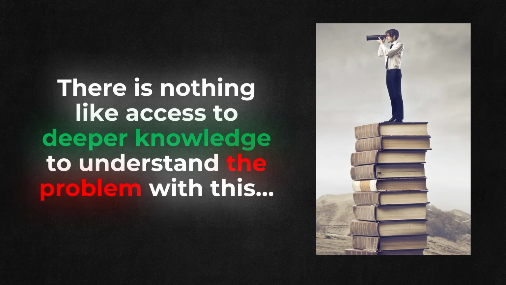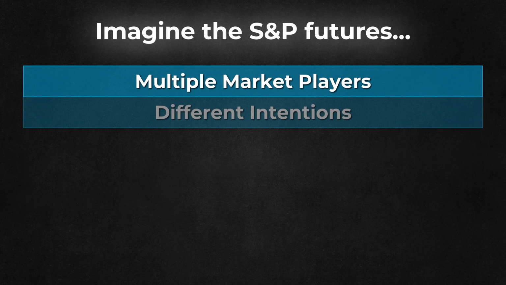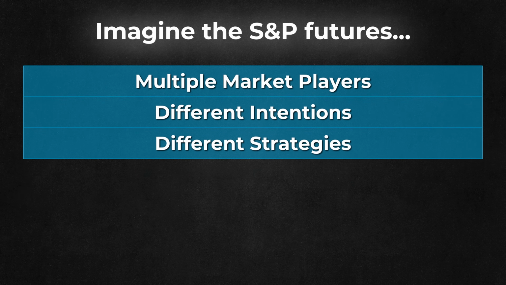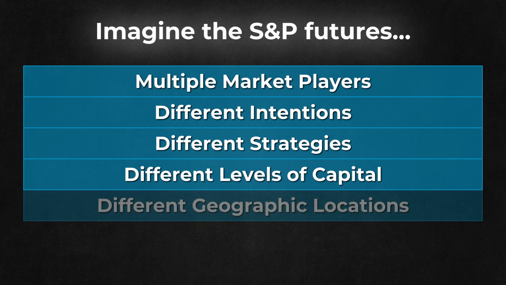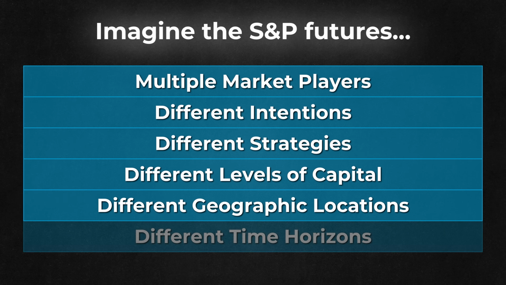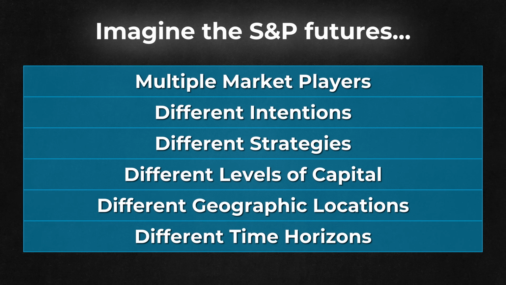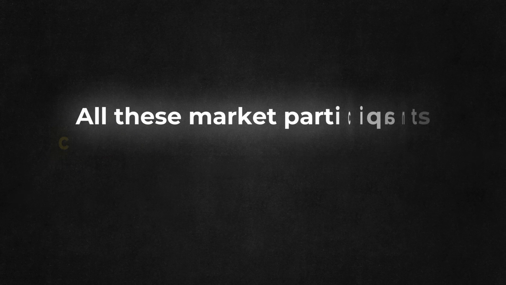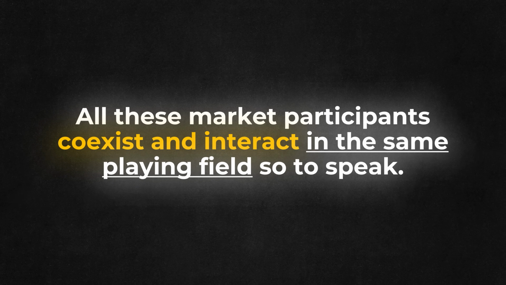Let's differentiate them. Imagine a market like the S&P futures, for example. Now imagine all the people who buy and sell in this market at the same time. There are multiple types of market players with different intentions, different strategies, different levels of capital, in different geographic locations, and with different time horizons in view. But all of these market participants coexist and interact in the same playing field, so to speak.